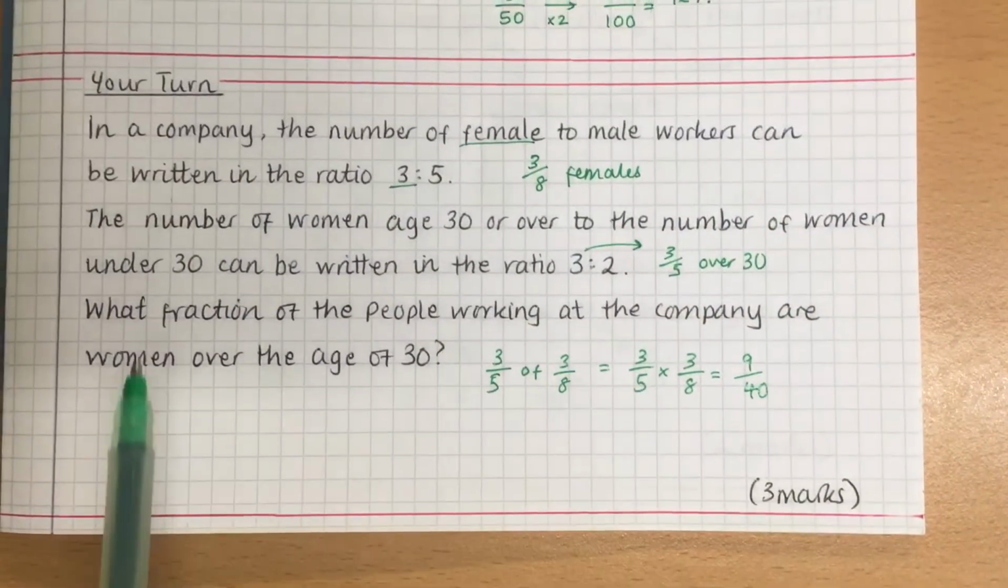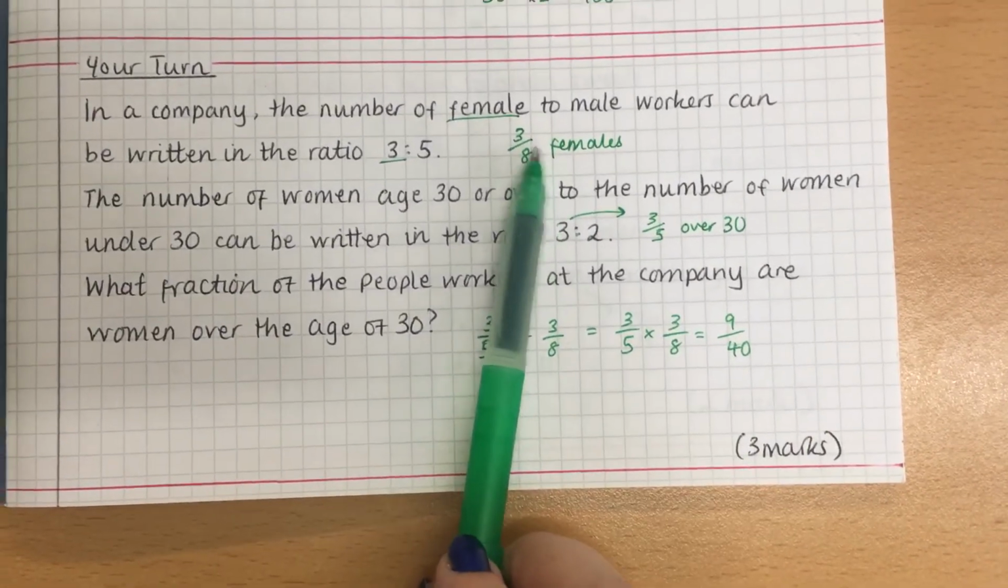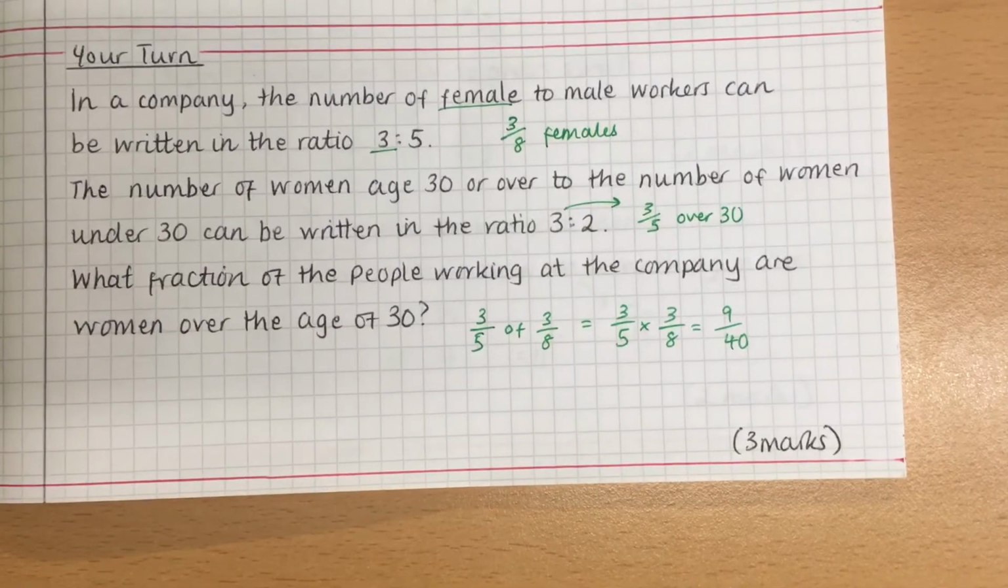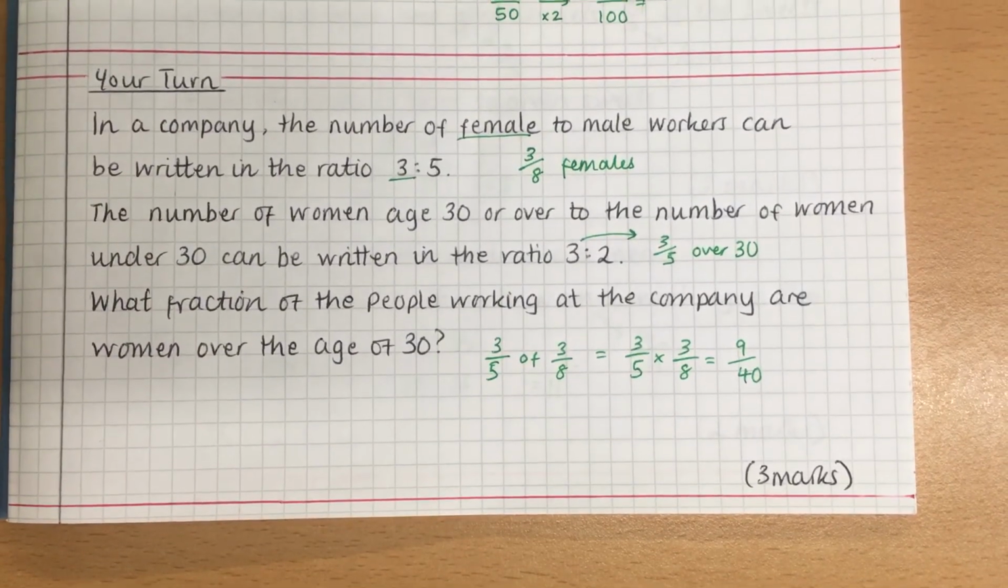Double check we've answered the question. Is it a fraction? Yep. Are these women? Yep. Over the age of 30? Yep. All done. So make sure you've got that corrected and then move on to the exit card.